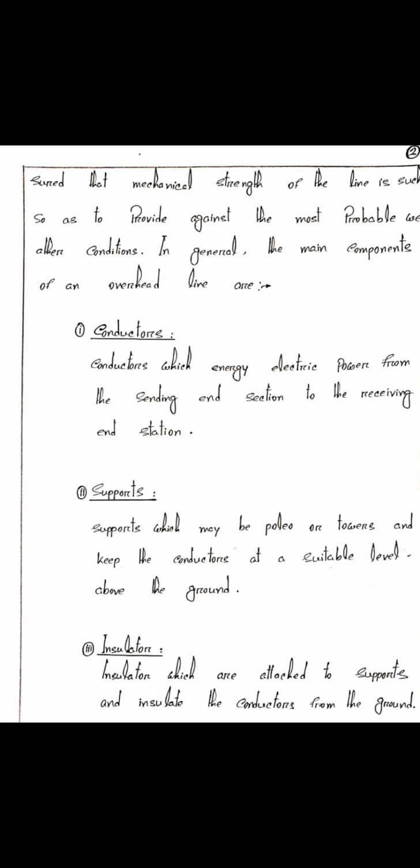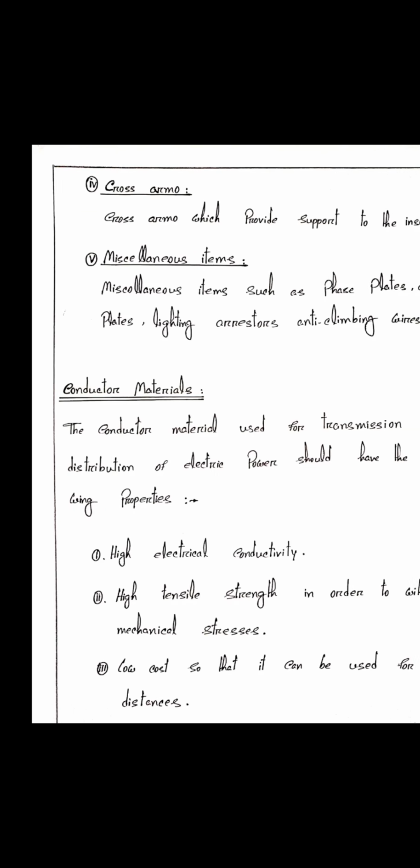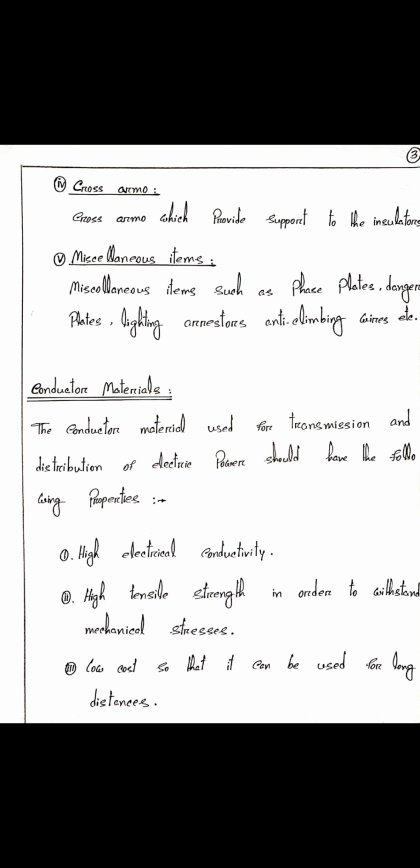Conductors, which carry electrical power from the sending end station to the receiving end station. Supports, which may be poles, or towers, keep the conductors at a suitable level above the ground. Insulators, which are attached to supports and insulate the conductors from the ground. Cross arms, which provide support to the insulators.